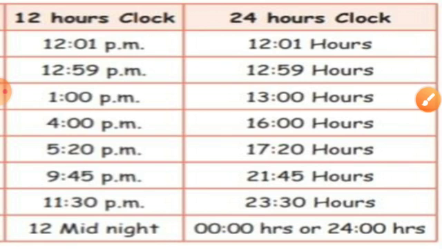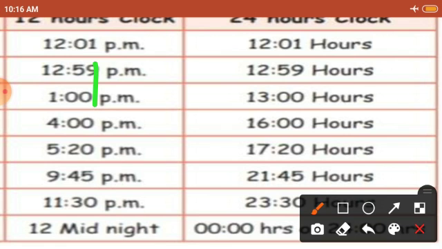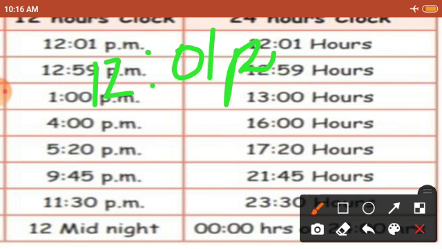Let's see the next example. The first one is 12:01 PM. Let's see this. It is 12:01 and PM. So here they are telling about PM. So first step is remove PM. Okay, we removed PM. Next step, according to the rule, what will you do? We will add 12 with it, right?